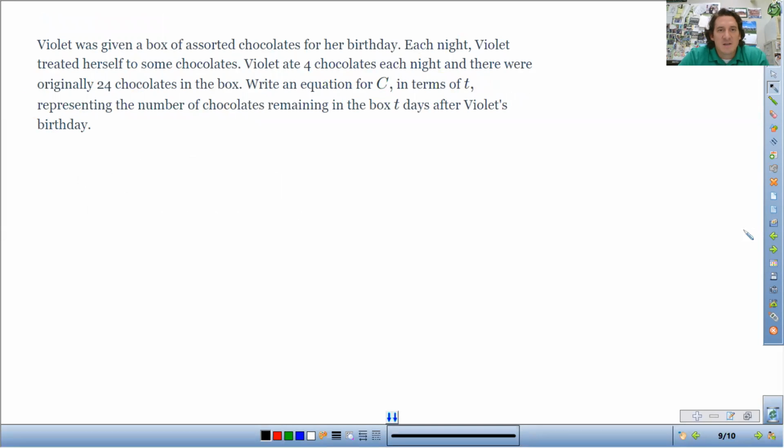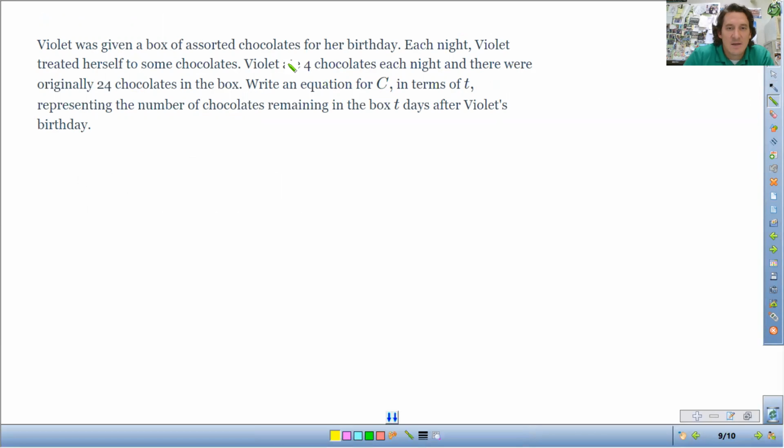Violet was given a box of assorted chocolates for her birthday. Each night, Violet treated herself to some chocolates. Violet ate 4 chocolates each night, and there were originally 24 chocolates in the box. Write an equation for C in terms of T, representing the number of chocolates remaining in the box after T days. So let's find our important information here.